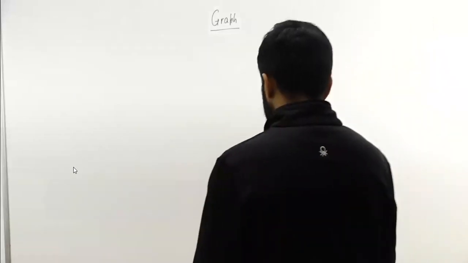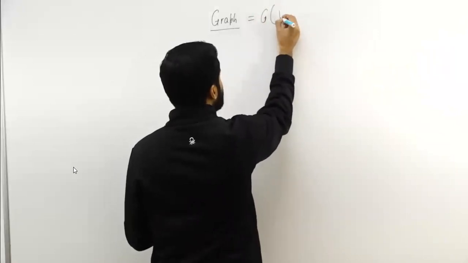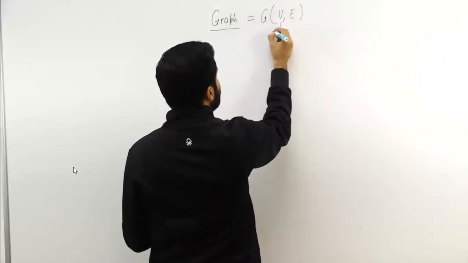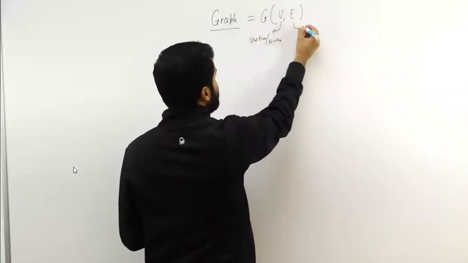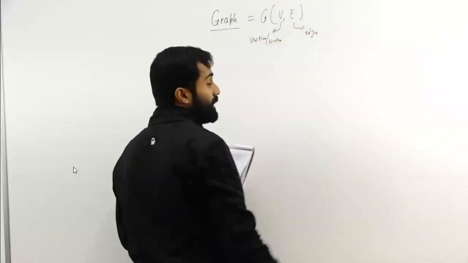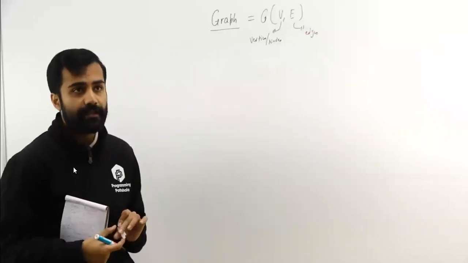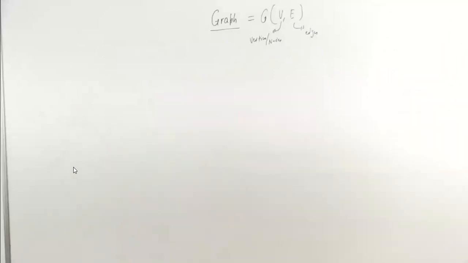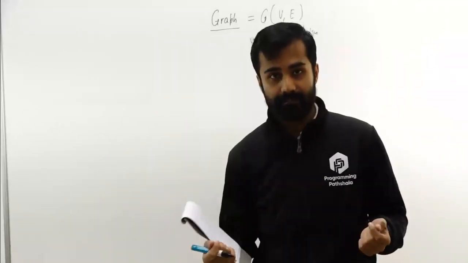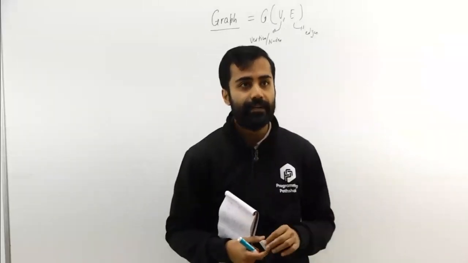So when we talk about graph, we say graph is a collection of two things. V means vertices. You can also call it nodes. And E means edges. But wait, we have already seen a data structure which is a collection of nodes and edges. Haven't we? Yes or no? And what was that data structure? It was a tree. So tree also is a collection of vertices and edges. So how come graph is different?